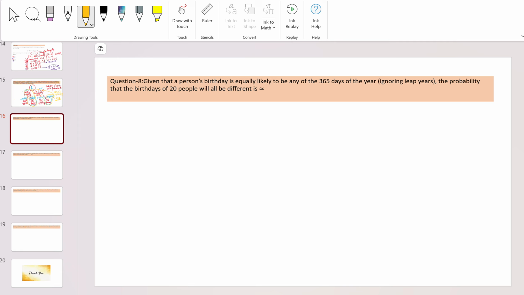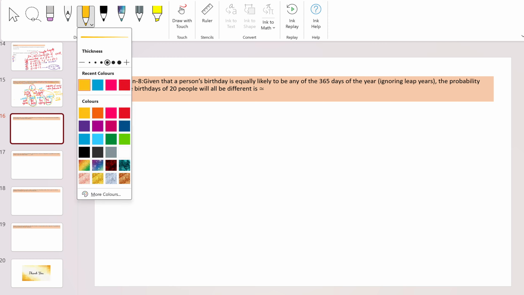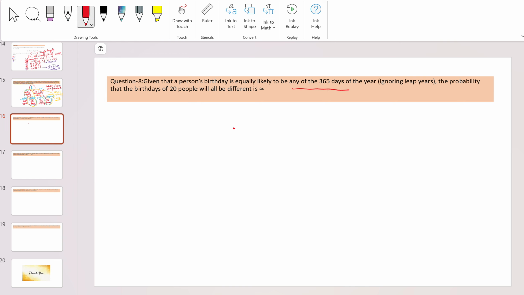Okay, let me read the problem first. It says that given that a person's birthday is equally likely to be on any of the 365 days of the year, ignoring the leap year, the probability that the birthdays of 20 people will be different is nearly equal to something.